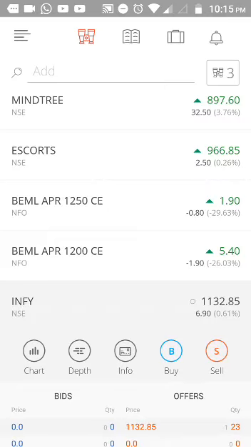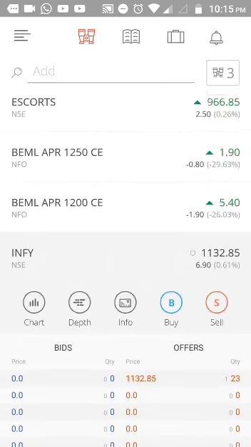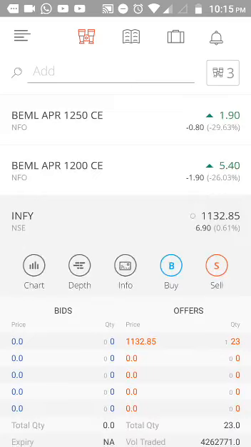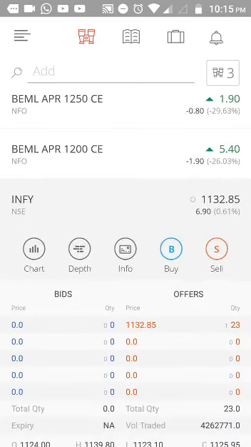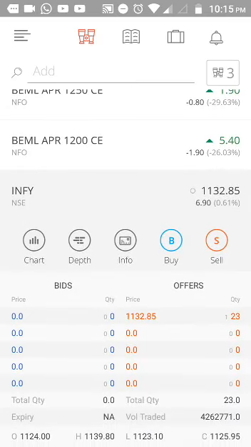As you can see, right now markets are closed. Infy opened today at 1124. It made a high of 1139.80, and it made a low of 1123.10, and it closed at 1132.85. So this is the overall picture. The pivot trading strategy can be applied for the next day's trade.